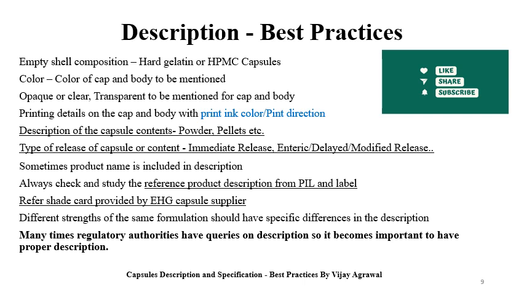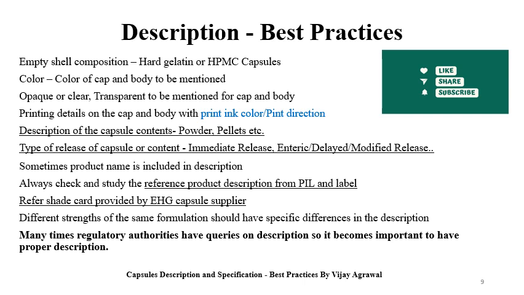Then coming to the best practices, as I mentioned in the examples, the below points are to be considered while giving the capsule description. Empty shell composition, whether it is hard gelatin capsule empty capsule shell or HPMC empty capsule shell. Color of the cap and body is to be mentioned. Then opaque or clear or transparent to be mentioned for cap and body separately. Then printing details on the cap and body with print color and print direction. Print direction means axial or radial.